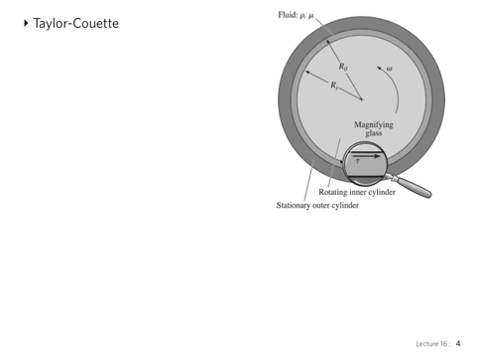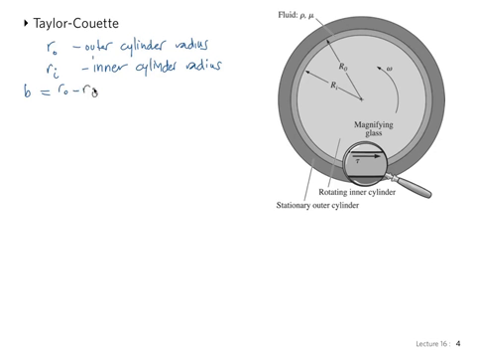So in this situation, let's use R0 for the outer cylinder radius, Ri for the inner cylinder. And we had before B as the separation between the two plates. That's just going to be R0 minus Ri.